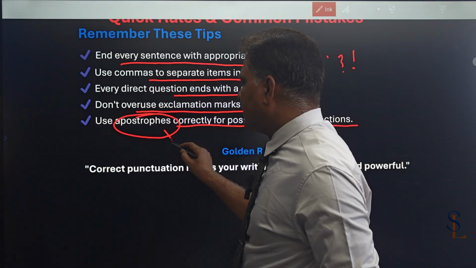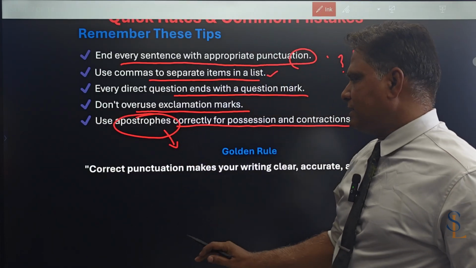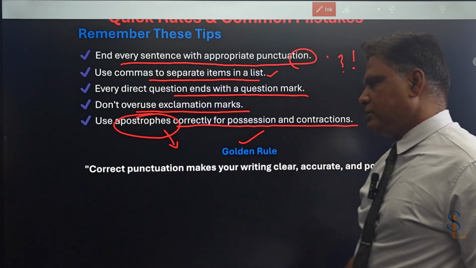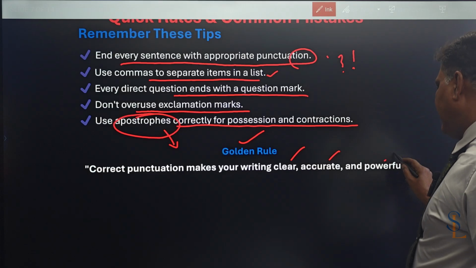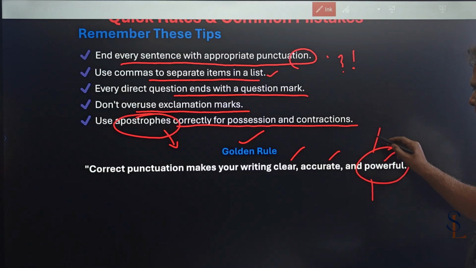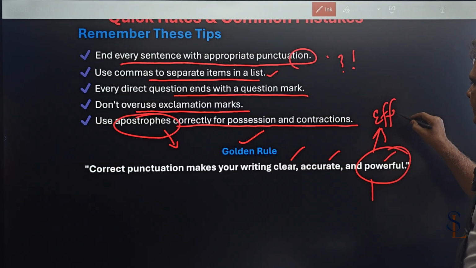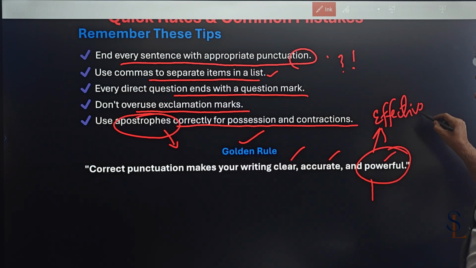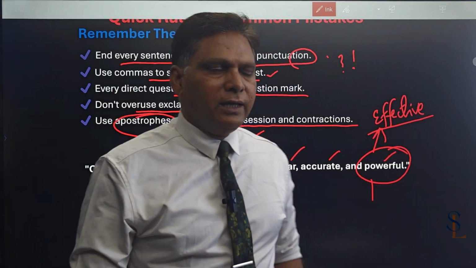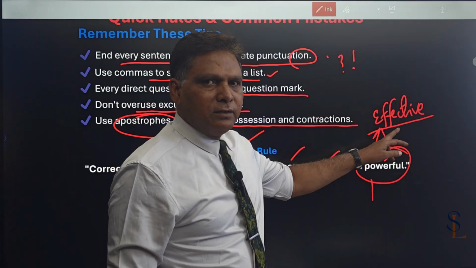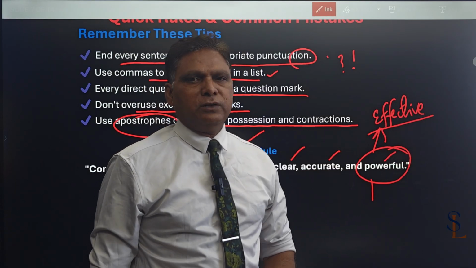It is not the end of understanding this one, but a basic rule that I am giving you in this class. So what is the golden rule that you would remember? Correct punctuation makes your writing clear, accurate, and of course powerful. And I also use another word, that it becomes more effective. Every rule that you learn, every exercise that you practice should help in making your writing, speaking, or understanding of the English language more and more effective.